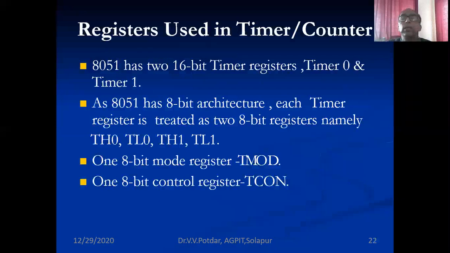The registers used in the timer counter: the 8051 has two 16-bit timer registers, timer 0 and timer 1. The 8051 has an 8-bit architecture. Each timer register is treated as two 8-bit registers, namely TH0, TL0, TH1, TL1. One 8-bit mode register, TMOD, and one 8-bit control register, TCON.